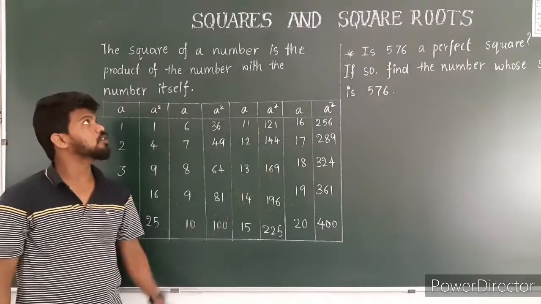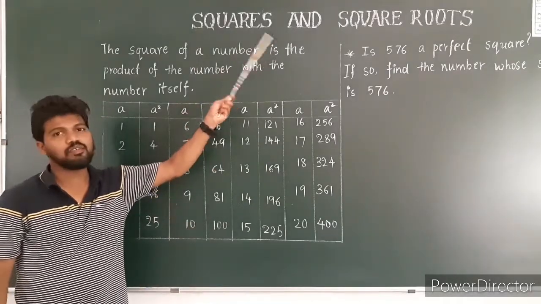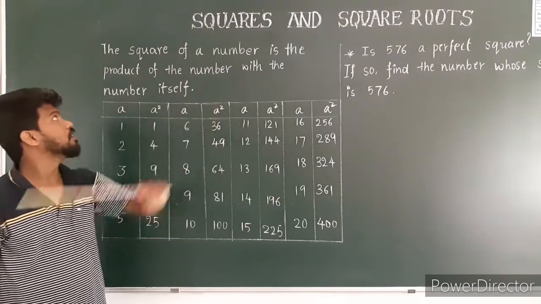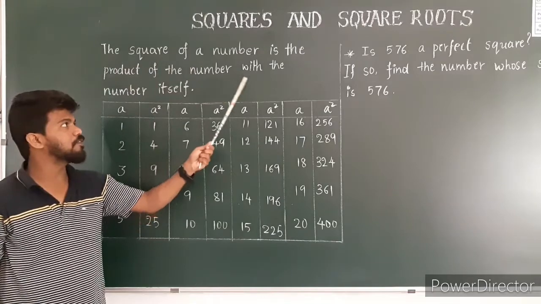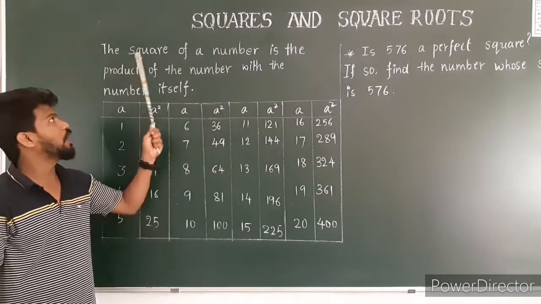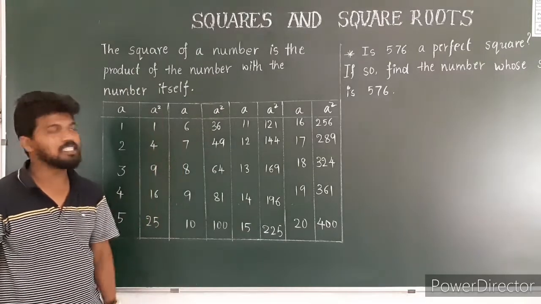Okay, now we discuss squares. In the first one, squares. The square of a number is the product of the number with the number itself.